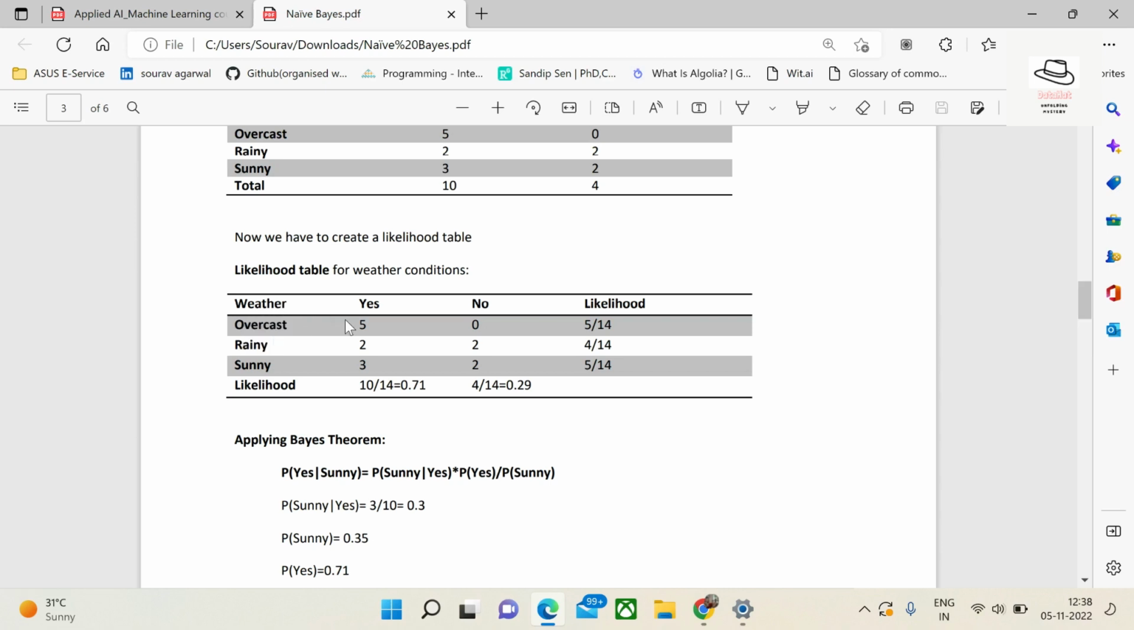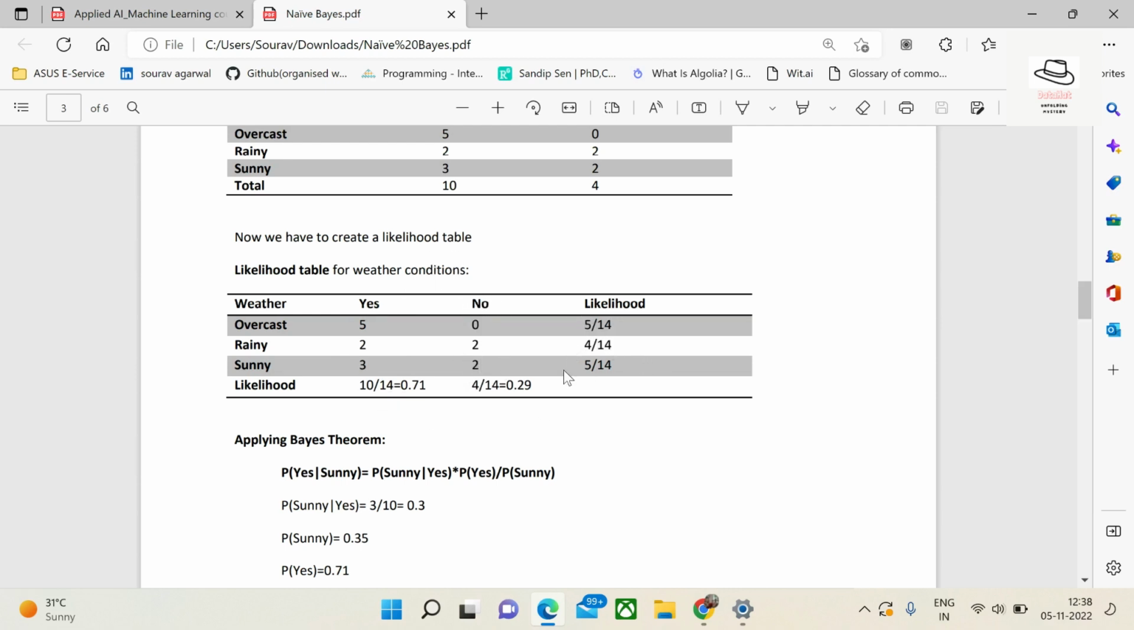Given that our class is yes, the likelihood of observing overcast is 5 by 14. Okay, why 5 by 14? Because the total is 14: 5 plus 2 plus 3 plus 2 plus 2. We have a total of 14 cases.